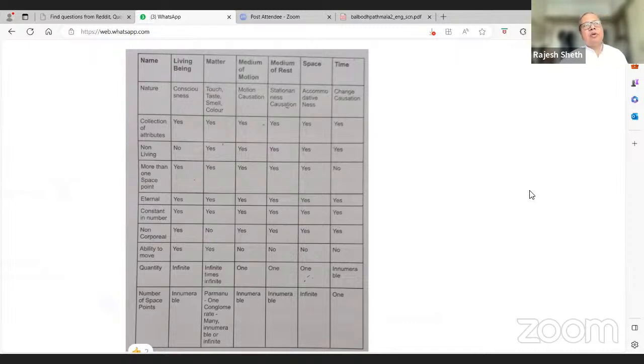Now this quality of being an instrumental cause in the medium of motion is only what dharma dravya is having. No other substance has this quality. And similarly, the specific quality of medium of rest lies with non-ether. Then there is a quality of giving accommodation to other substances, and that substance is space. And then there is this quality of causing a change in other substances, which is time. No other substance has this quality. So we are identifying the substances by their specific qualities, and that specific quality is there in that particular substance and no other substance.